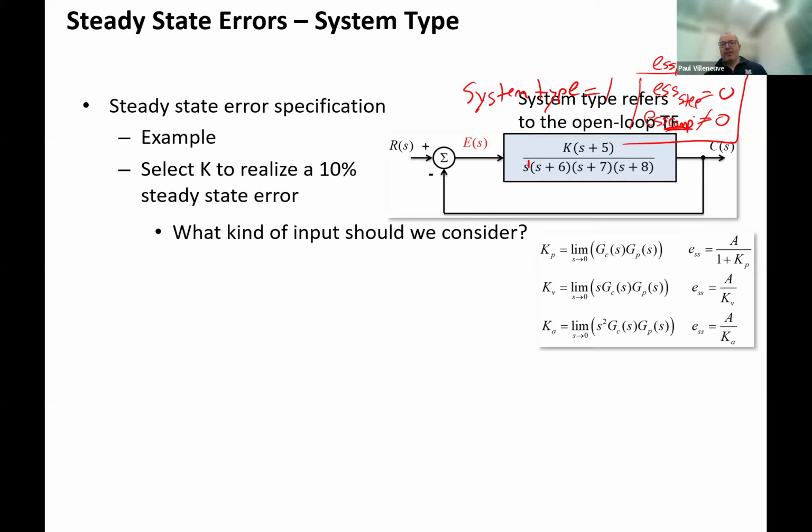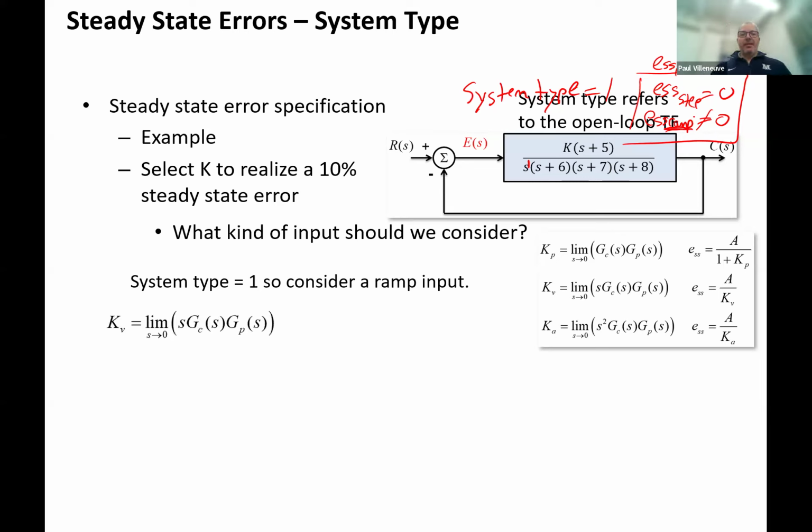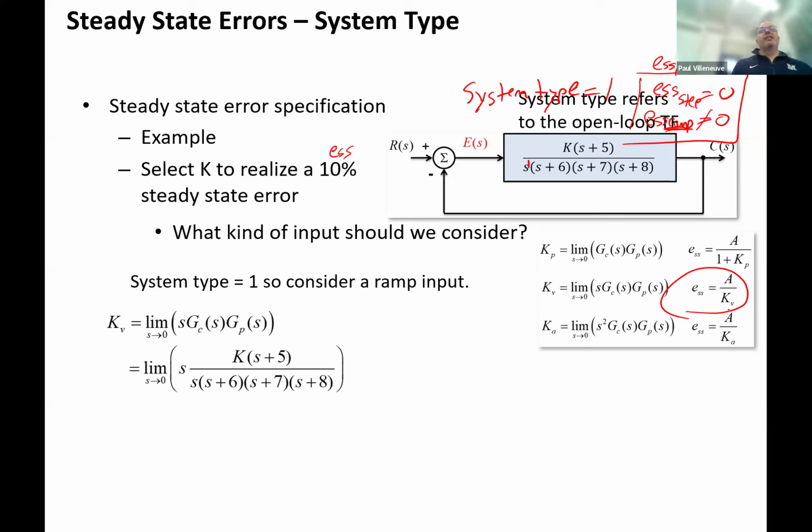So here's that summary. You can take a look. So we have our system type, Kv, or K sub v. That is where we're going to plug in our value. What do we need to do now? We're solving for Kv. Do we set that less than or equal to 10% or 0.1? We do not, because we want ESS less than 10%, and we can see ESS is essentially taking the Kv and inverting it. Okay.